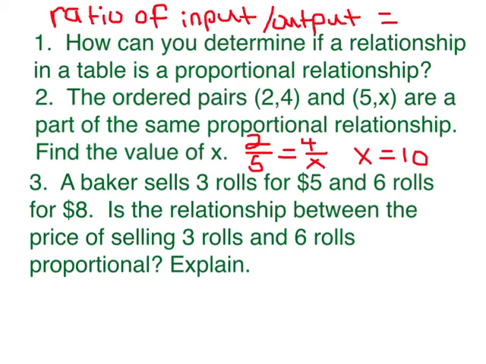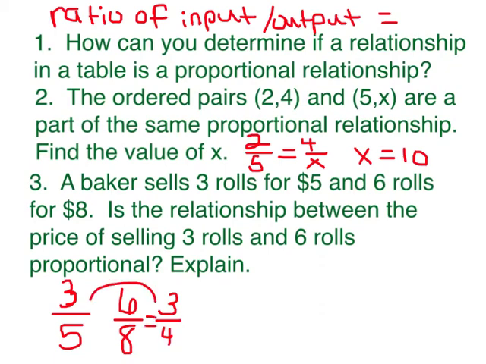And number 3 says a baker sells 3 rolls for $5 and 6 rolls for $8. Is the relationship between the price of selling 3 rolls and 6 rolls proportional? Explain. So we get 3 rolls for 5 and 6 rolls for 8. If I reduce that, that gives me 3 rolls for 4, and these two are not equal, so no.